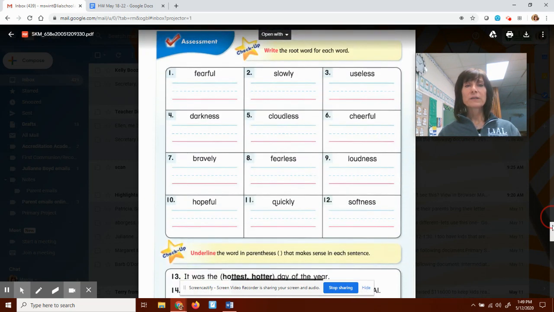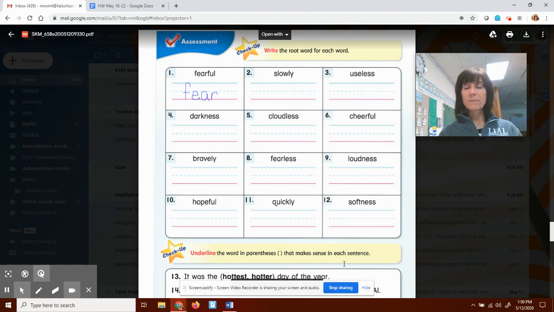On the back side will be your assessment. And so this is the last assessment we'll be doing before grade cards. So make sure you do your best on this. So it says to write the root word for each word. You need to go ahead and take a look at the word. If I look at the word fearful, I know full was the suffix. So I need simply to write the root word. I'm following what the directions are telling me to do. Just write the root word. That's it. So you will do that in 1 through 12.